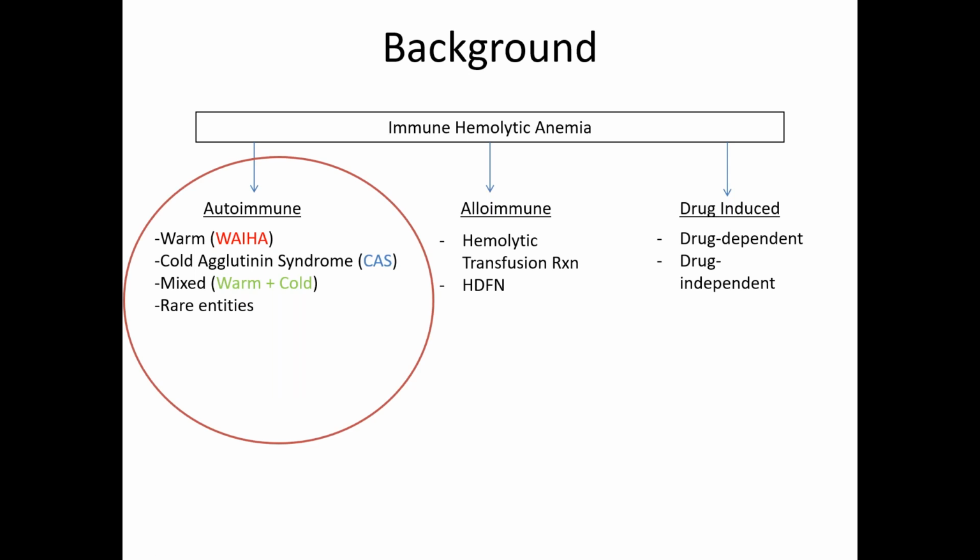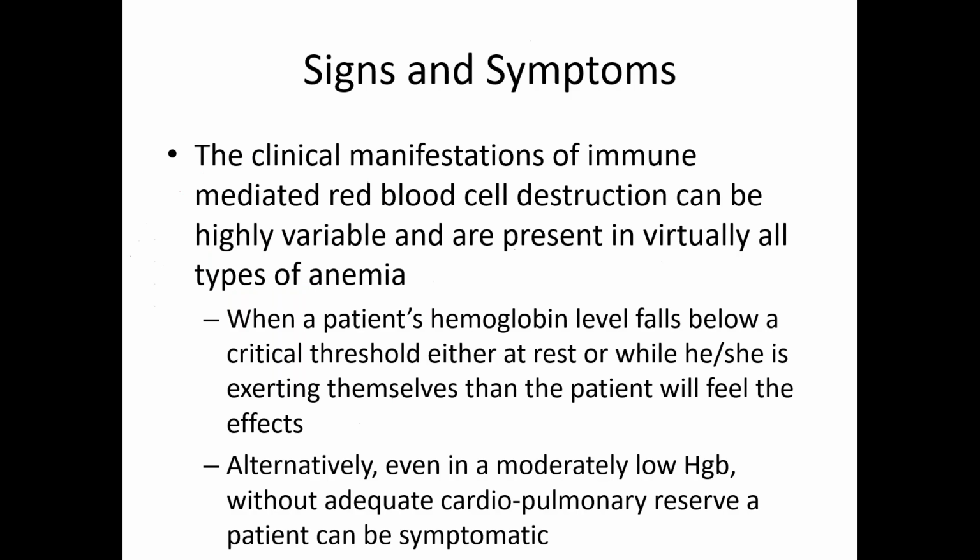Okay, so we're going to talk about autoimmune hemolytic anemia. So let's just jump right in, Internet. So again, signs and symptoms. This is a rather background or cursory slide, but remember that there are lots of different ways that people can present with anemia. This most often happens when a patient's hemoglobin level falls below whatever critical threshold, right? So if they are at rest or exerting themselves, that's when they start to feel the effects.